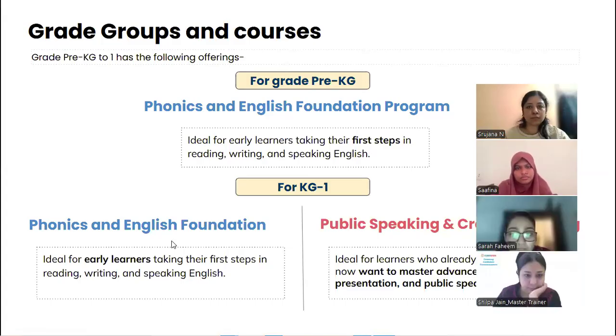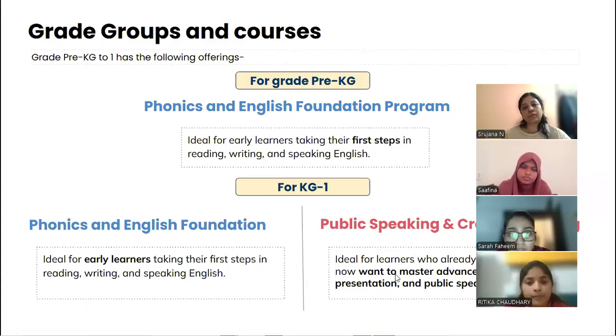For KG1, Phonics and English Foundation, ideal for early learners taking their first steps in reading, writing, and speaking English. Public Speaking and Creative Writing, ideal for learners who already know English and now want to master advanced communication, presentation, and public speaking skills. Thank you.